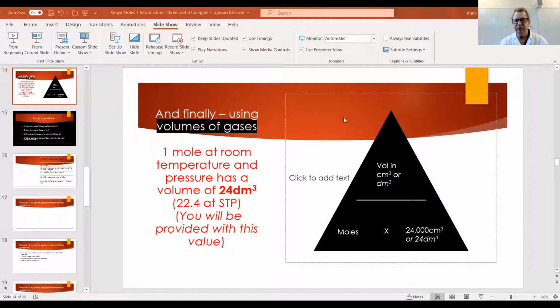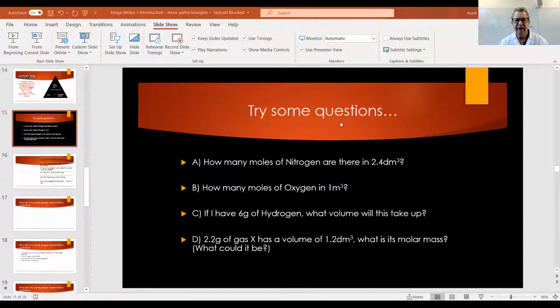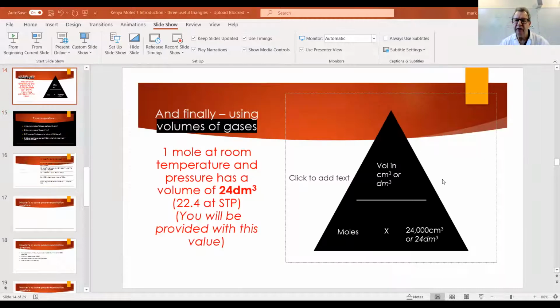They come in all sorts of types at A-level or Form 4 examinations. So I'm going to leave this on. I'm just going to ask you to pause this for a moment and have a go at these questions. I'll go through them and make sure it makes sense. How many moles of nitrogen are there in 2.4 cubic decimeters? Because this is in cubic decimeters, we would use the value here, 24 cubic decimeters, not the 24,000.